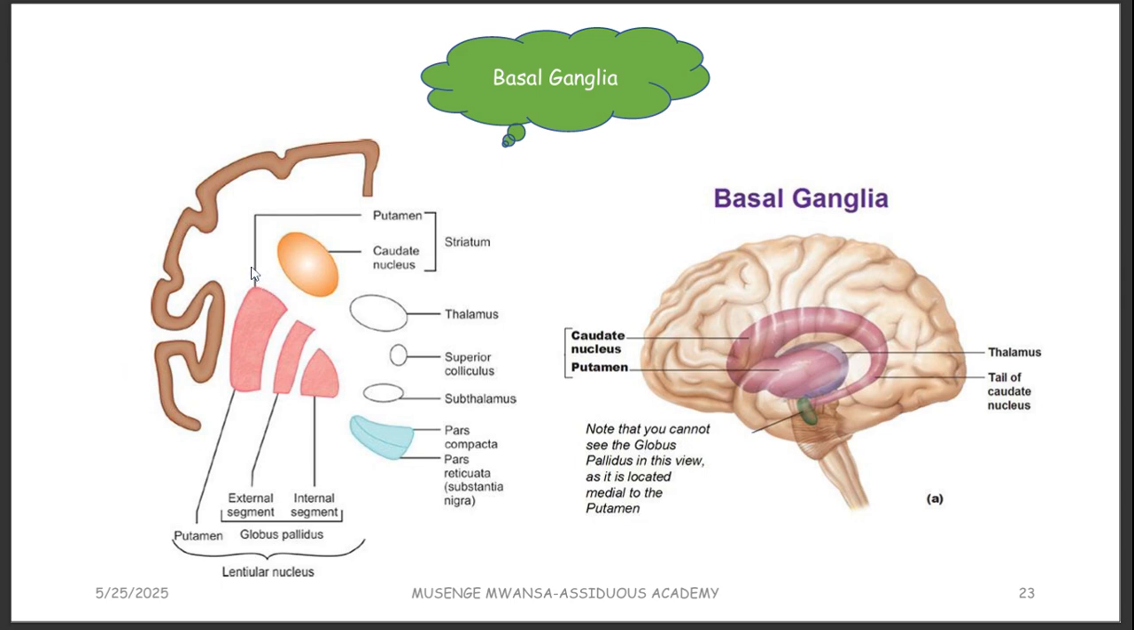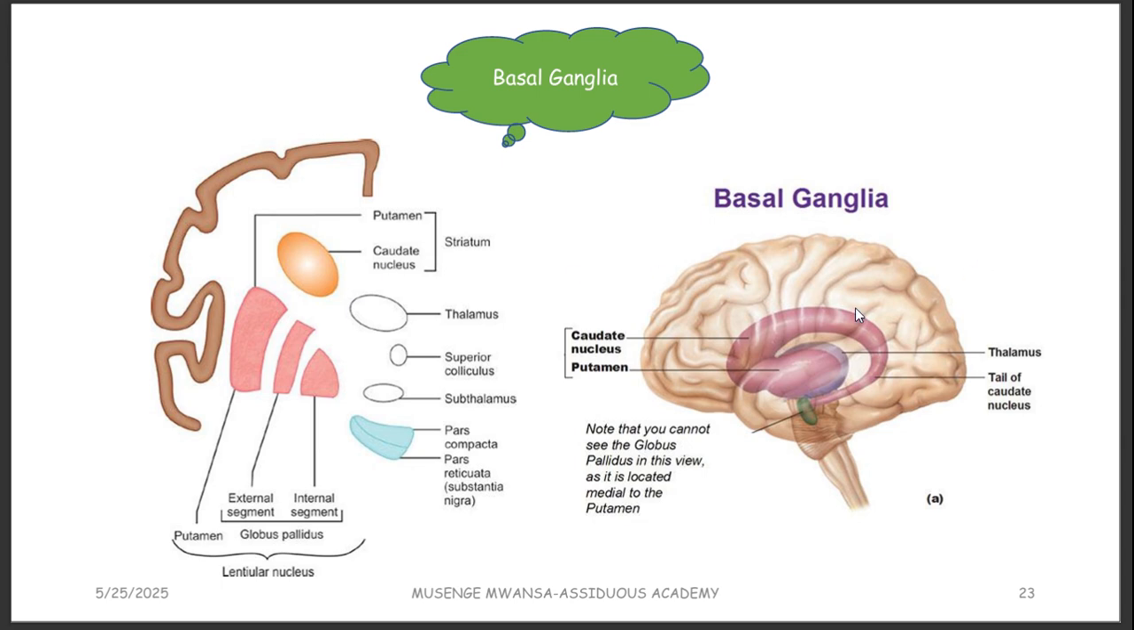And then you can see there's this space here, which is looking white. We call that the internal capsule. Okay, the internal capsule. It's basically fibers that are coming from the cerebral cortex going down to connect to some other parts down. And medially you can see we have got the thalamus. This is when you are looking at someone from the front, if you cut the brain from the front.